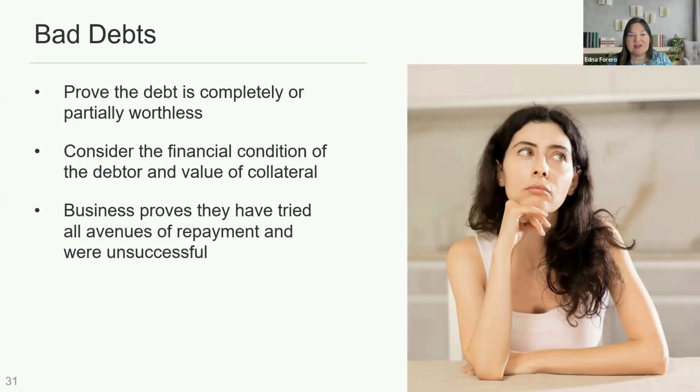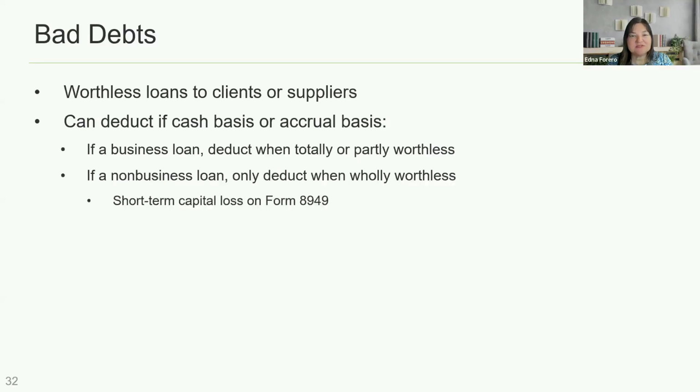We want to find out what the financial condition is of the debtor and the value of the collateral. For example, someone that we may have sold a car to. Now, is that vehicle salvageable? Are we able to repossess that item and try to recoup some of our losses? All right. So the business will need to prove that they've tried all avenues of repayment and were completely unsuccessful. We contacted them by phone, by text, by email, by letter. We've contacted that next of contact. We've done everything that we can to try to get back that repayment before we actually write it off as a bad debt. So that's the most important thing to do in this particular situation.